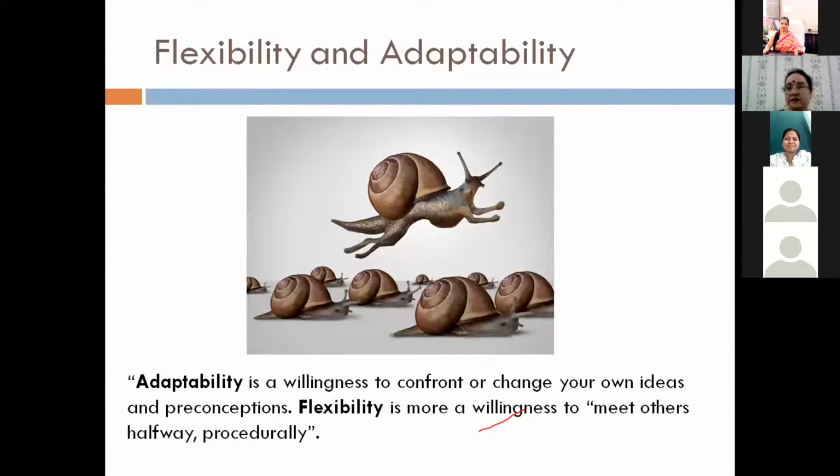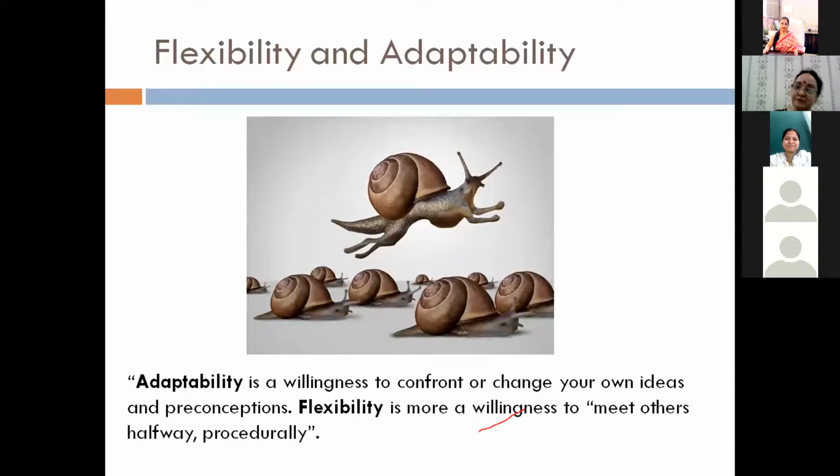Next comes the sixth skill, flexibility and adaptability. I really love this slide wherein you see that the other snails are all on the ground and one of them has learned to fly. So these are known as acquired skills, because the dinosaurs couldn't adapt to the current things. That is why they perished. They are no more there.